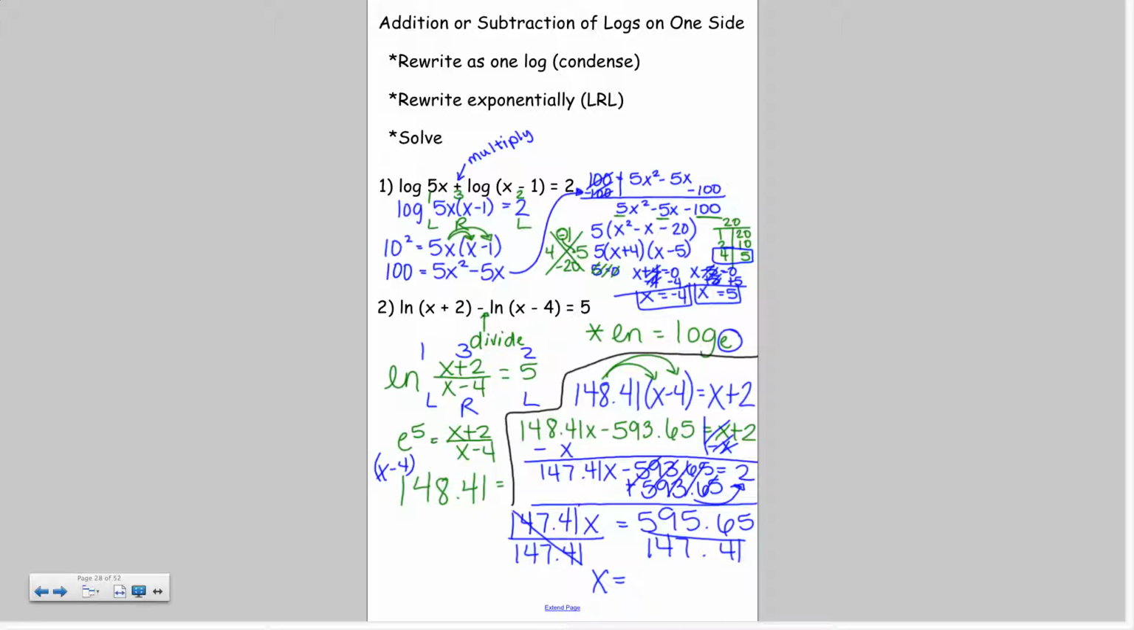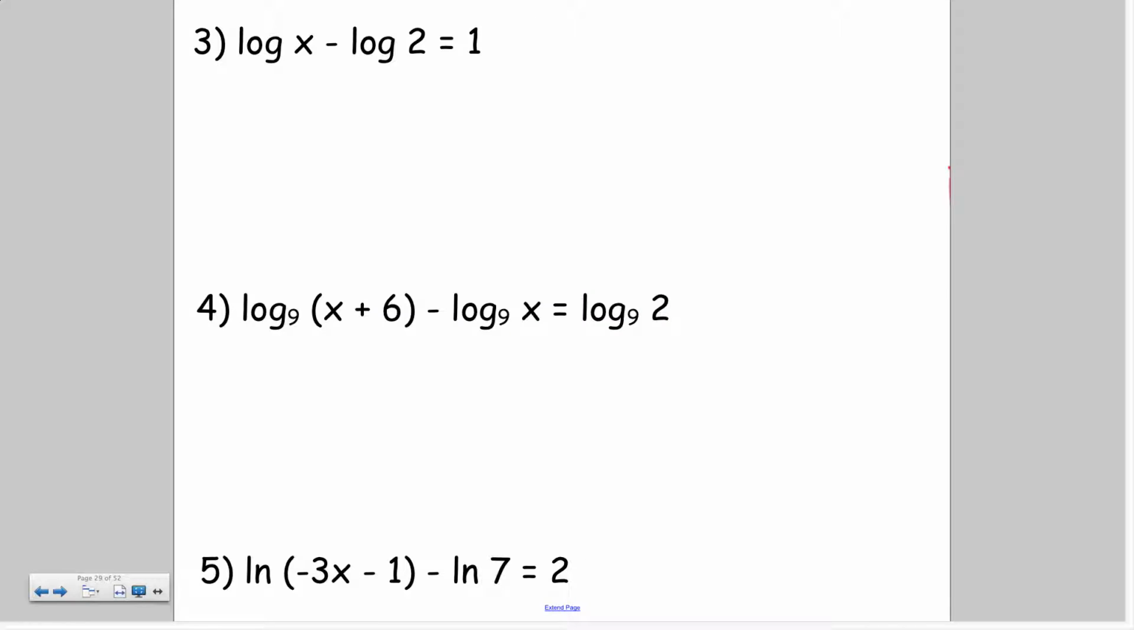But when I divide those, I get x is equal to 4.04. And that's my answer. That one was a little bit tedious, and I had a lot of work with it, but if you just take your time with it, you'll get it. All right, the next one.